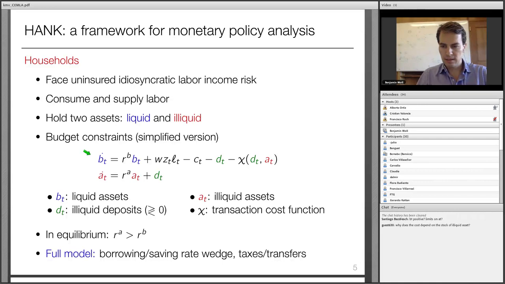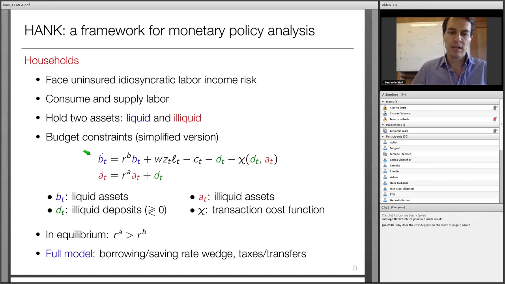Okay, another great question. Why does the cost depend on the stock of illiquid assets? So why does the chi here depend on A? The answer is that we actually wrote it down before without it depending on A, so it only depended on the level of d. The problem you get is that at some point people become so rich in illiquid assets that they cannot withdraw their money fast enough anymore. If the cost only depends on the dollar amount you're withdrawing, just the level of d, then if you have, say, $20 million in illiquid assets and you want to withdraw a given percentage of that, say 10%, the cost would be ginormous and you could not withdraw it anymore.